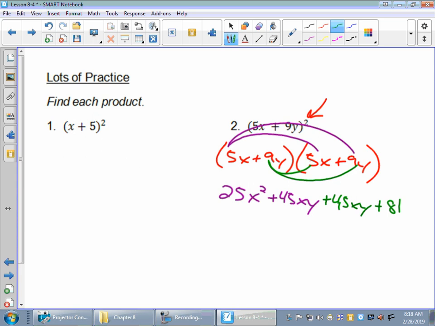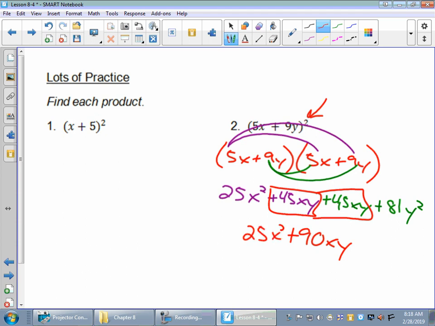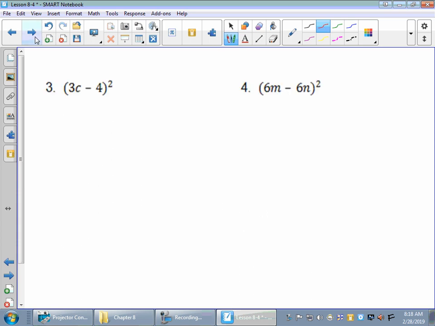And then y times y gives us a y squared. So now when we combine, we basically know we're going to combine these two in the middle, 45xy and a 45xy, to give us 90xy. And then the other two terms just drop down, 25x squared and 81y squared. And that would be our answer there. You see the two middle terms end up being the same because of the shortcut. And if you can jump right to the next step, go for it.